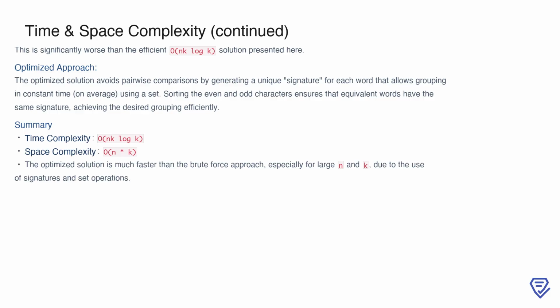Sorting the even and odd characters guarantees that words with the same signature are grouped together, achieving the desired result without redundant comparisons. To summarize, the optimized approach has a time complexity of n k log k and a space complexity of n asterisk k. This is significantly faster and more space efficient than the brute force approach, especially when dealing with large inputs. By leveraging sorting and set operations, the solution is able to handle the grouping in a clean and efficient manner.